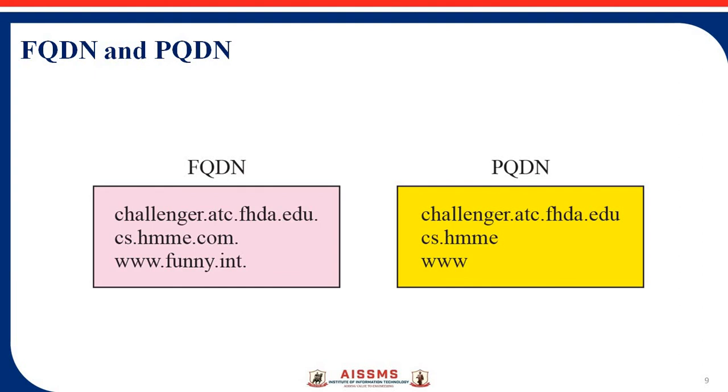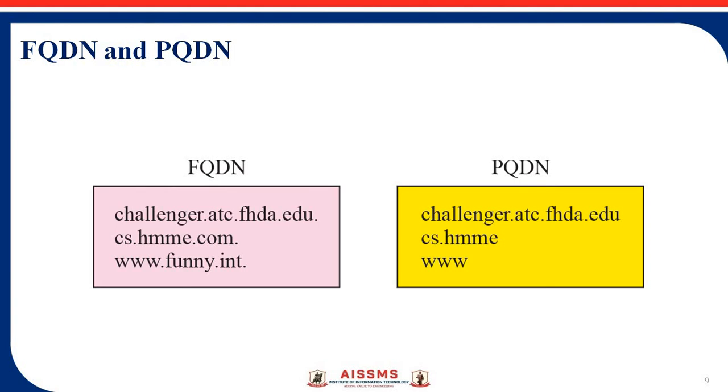A DNS server can only match a fully qualified domain name to an address. Note that here the name must end with a null label, but because null means nothing, the label ends with a dot. challenger.atc.fhda.edu. Now we'll see partially qualified domain names. If a label is not terminated by a null string, it is called a partially qualified domain name. A partially qualified domain name starts from a node, but it does not reach the root.